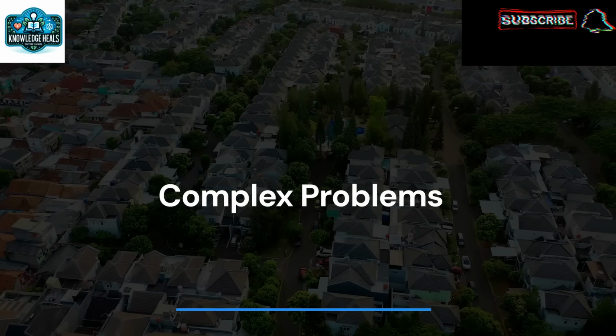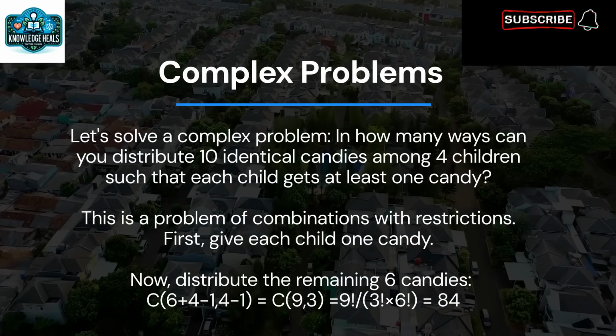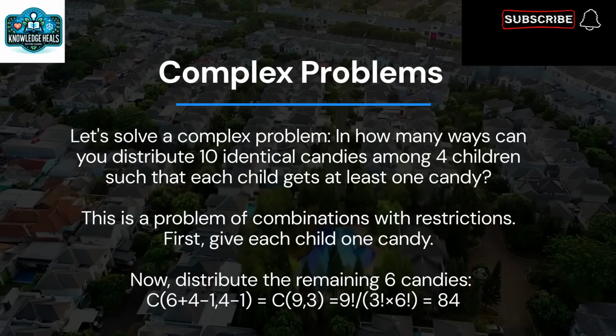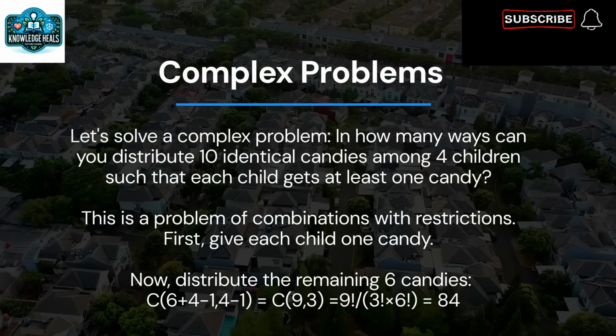Complex problems. Let's solve a complex problem. In how many ways can you distribute 10 identical candies among 4 children such that each child gets at least one candy? This is a problem of combinations with restrictions.